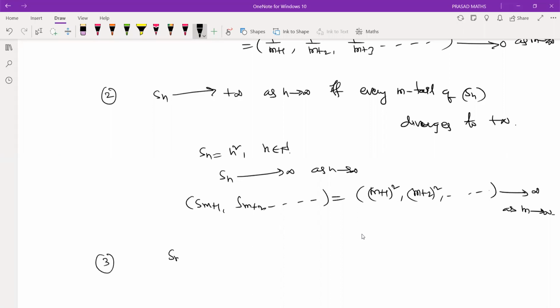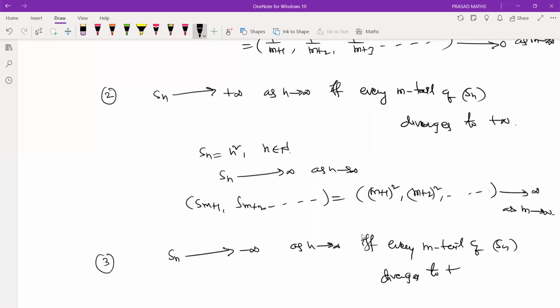Third one: similarly, if Sn diverges to minus infinity as n tends to infinity, then of course every m tail of this sequence diverges to minus infinity. This is also an important idea.